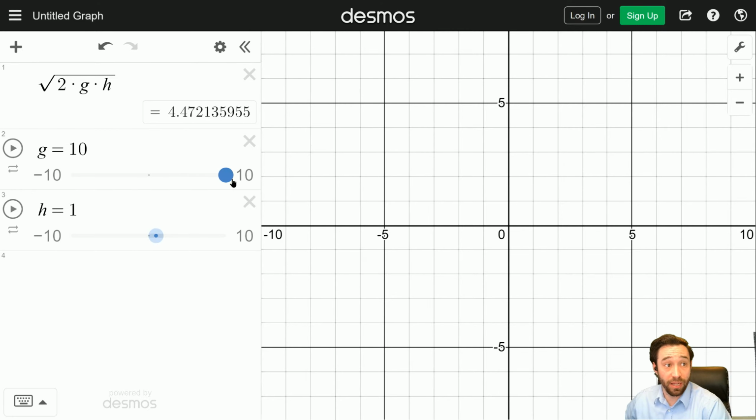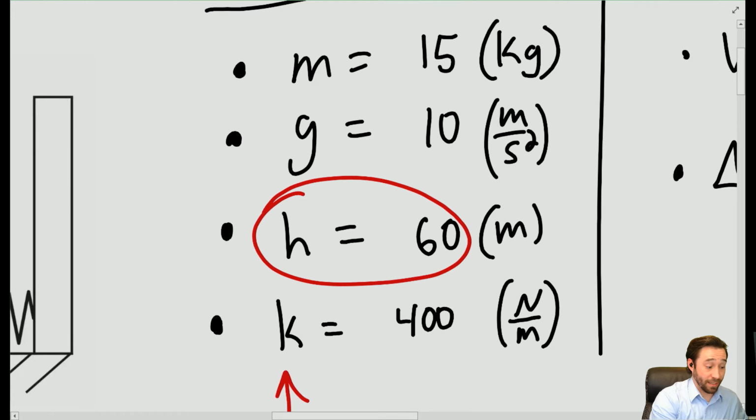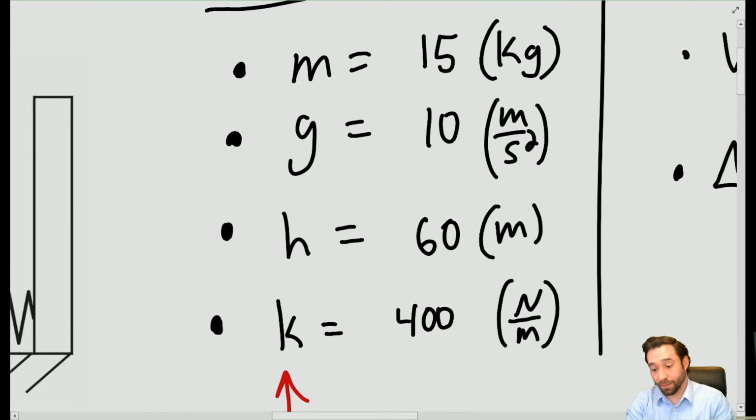So I know that the value for g in my problem that I give you from Mr. Applewhite's class, the value for g is 10. For the height, notice I don't have a 15. It goes down to -10 to +10. And the value for my height in this case is 60. So how can I change that?